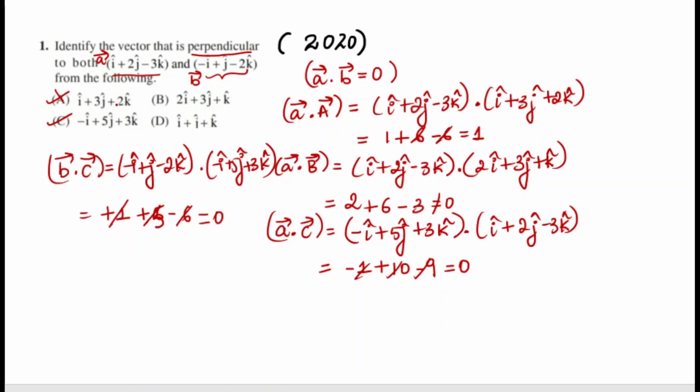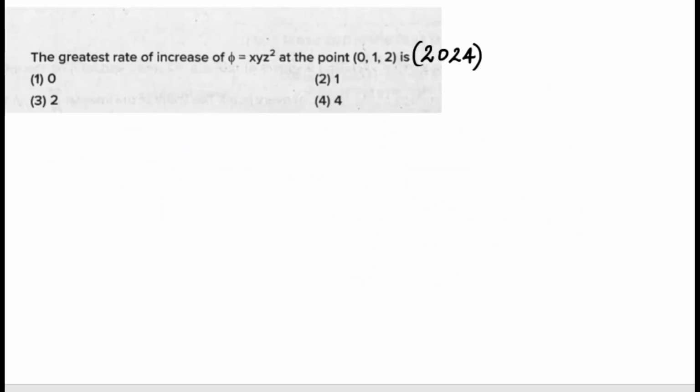Identify the vector that is perpendicular to both a vector and b vector from the following, that is C vector, the C option. Now let us proceed to the next question. The next question, which was asked in the year 2024, let us solve this question.